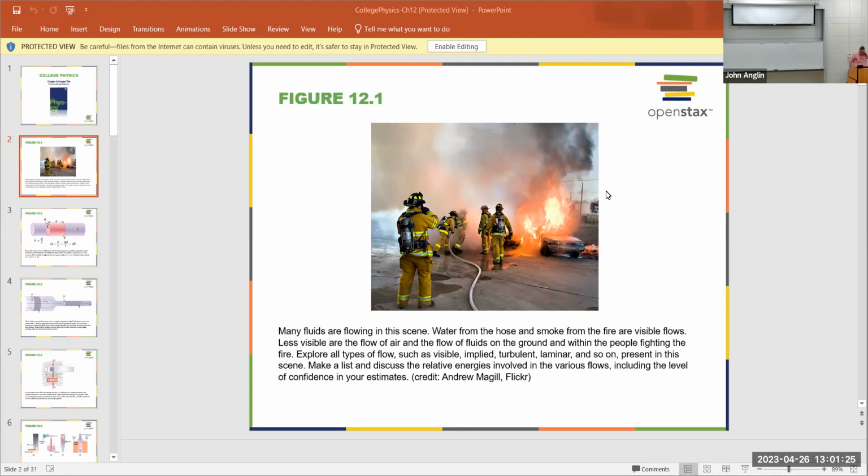Right, so let's continue talking about fluids and particularly fluid dynamics. We just got done talking about fluid statics, and in the last lecture I talked to you a little bit about Bernoulli's principle and kind of an intro to fluid dynamics.